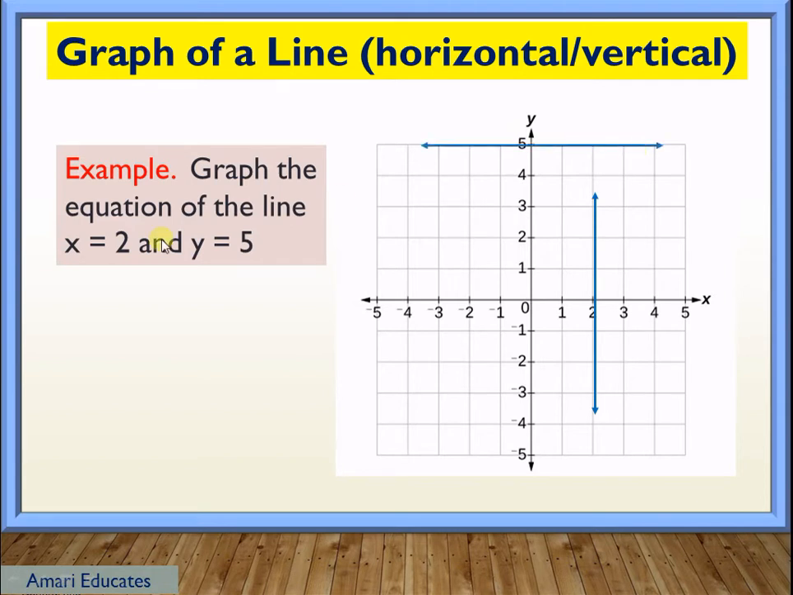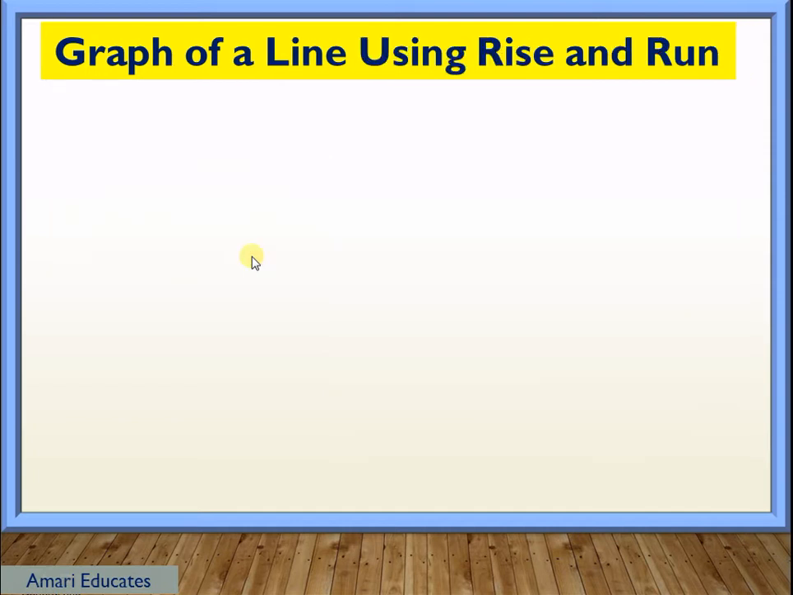Okay? Meaning to say, x is equal to 2, it will pass at x where it is at 2. And it will pass on the y where there is 5 if it is y equals to 5. Okay? Now, let's have the last method. Graph of a line using rise and run.